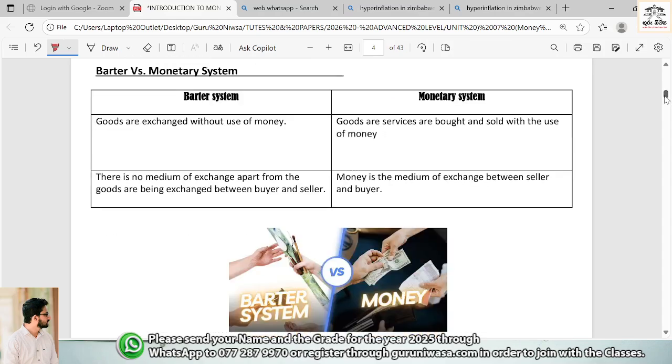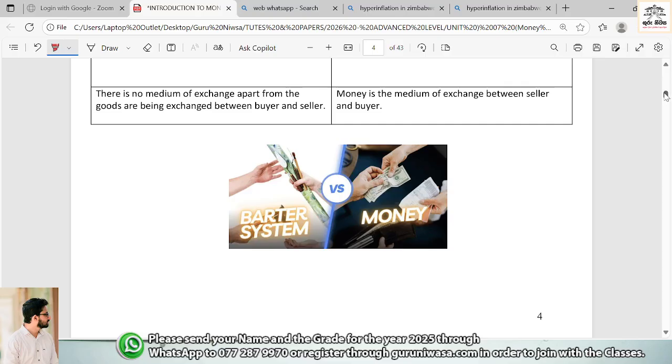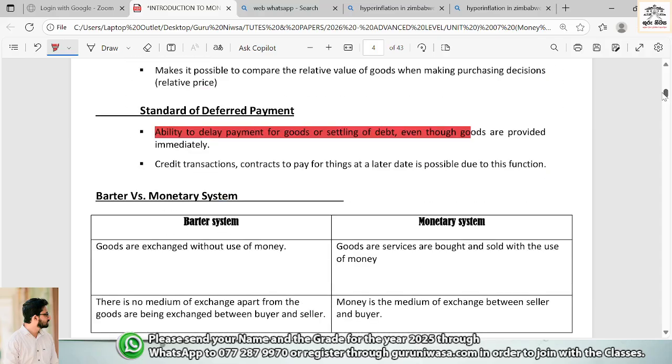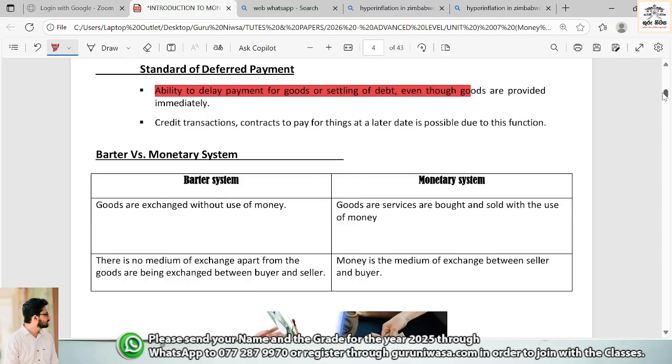Barter system and monetary system. Barter system means the time period in which there was no medium of exchange, or cash was not used as a medium of exchange. People exchanged goods and services, goods for goods. Goods are exchanged without use of money. That's called the barter system. Remember the story regarding exchanging something with other people, right? Goods are exchanged without use of money.